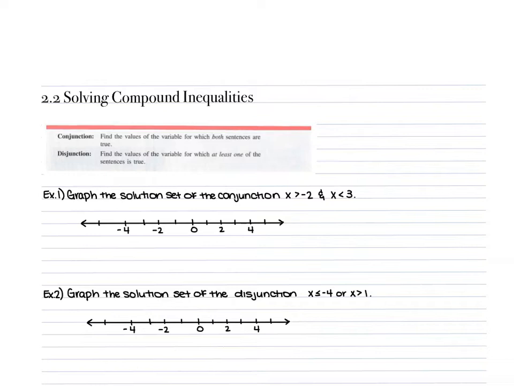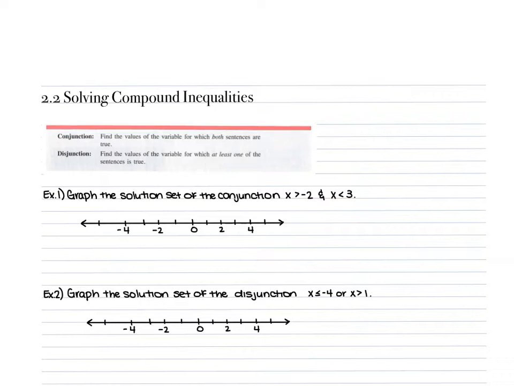An open circle means that you have either less than or greater than. That closed circle means that it's also equal to, so it's going to be less than or equal to or greater than or equal to with these numbers. So if we look at the first example, it says to graph the solution set of the conjunction x is greater than -2 and x is less than 3.